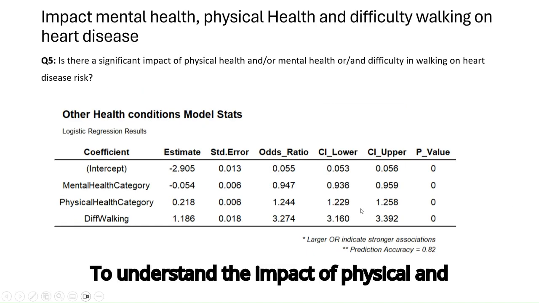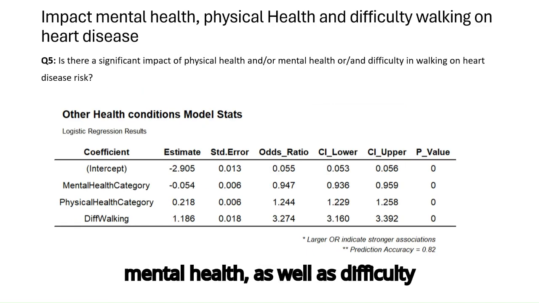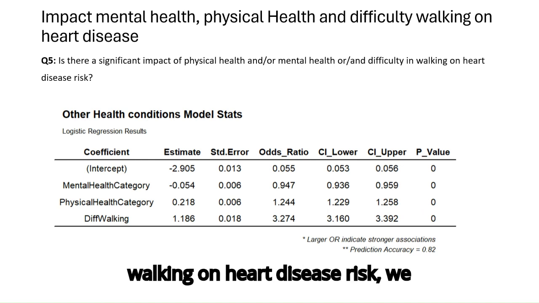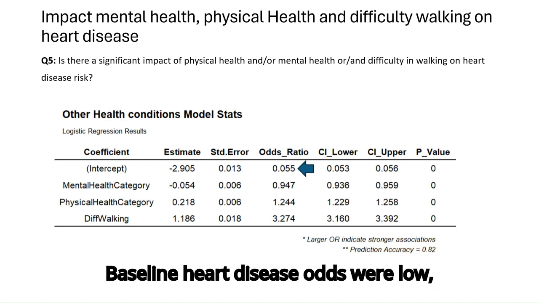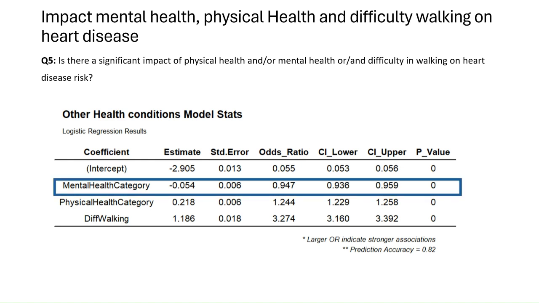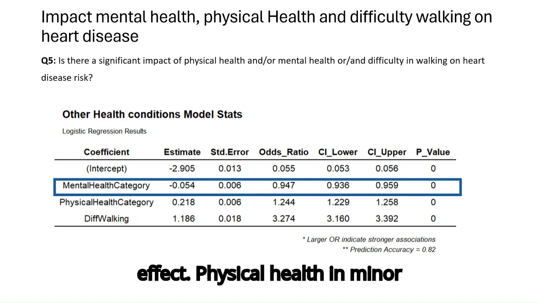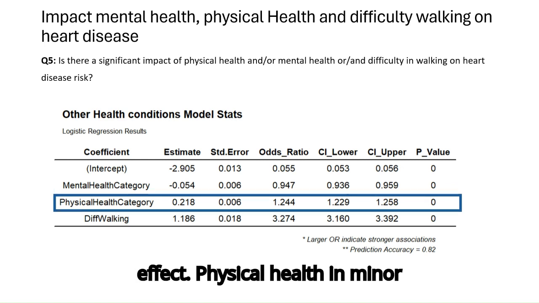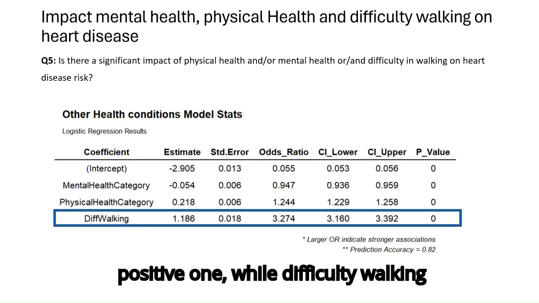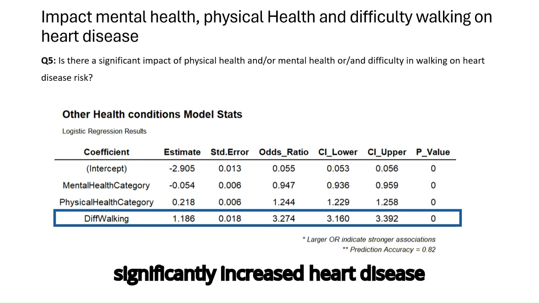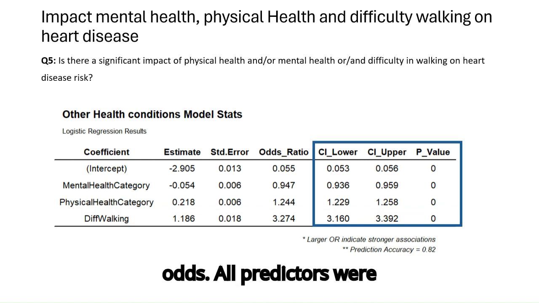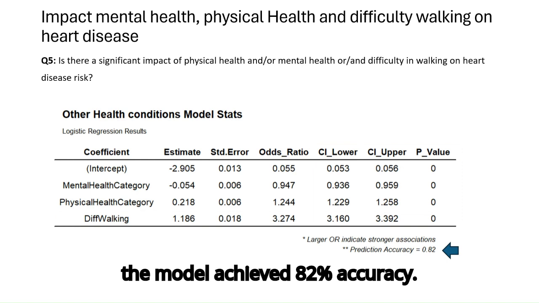To understand the impact of physical and mental health, as well as difficulty walking on heart disease risk, we conducted logistic regression. Baseline heart disease odds were low. Mental health had a slight negative effect, physical health a minor positive one, while difficulty walking significantly increased heart disease odds. All predictors were highly significant with 95% confidence interval. The model achieved 82% accuracy.